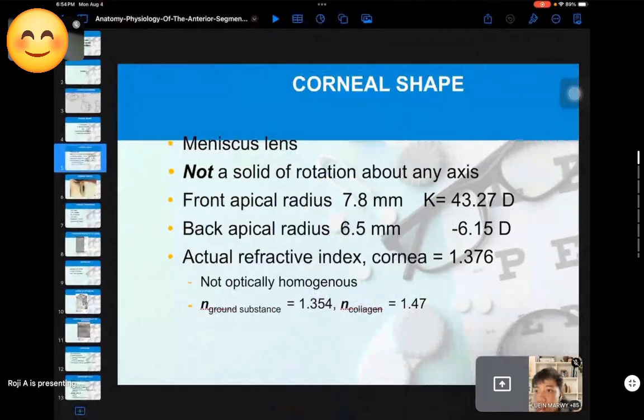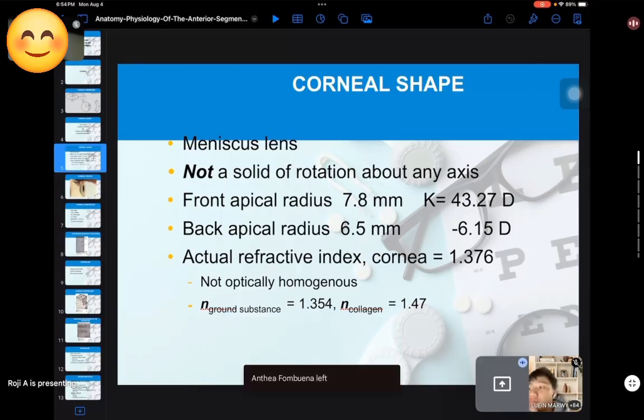Going back. So it's not a solid of rotation about any axis. Front apical radius is 7.8, about 43 in diopter. So a little lesser than 44, of course, a little on the flatter side. Back apical radius is about 6.5, minus 6.15 diopter. Actual refractive index is about 1.376. Remember, when we calculated for the base curve last Saturday, we said 1.3375. Okay, so at least you have an idea.